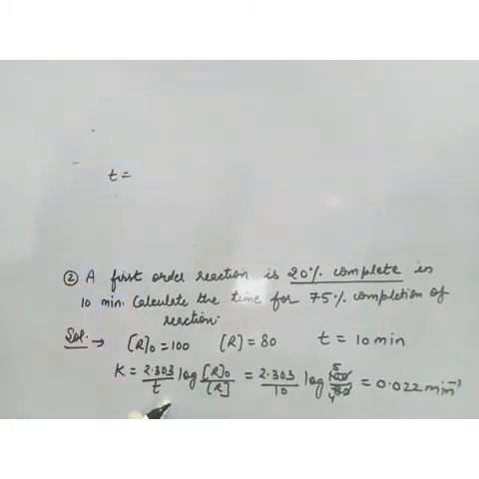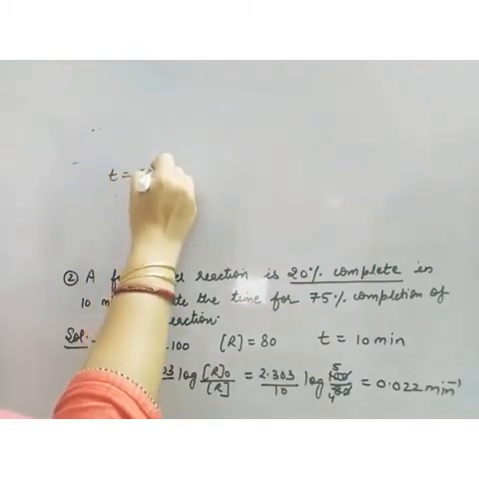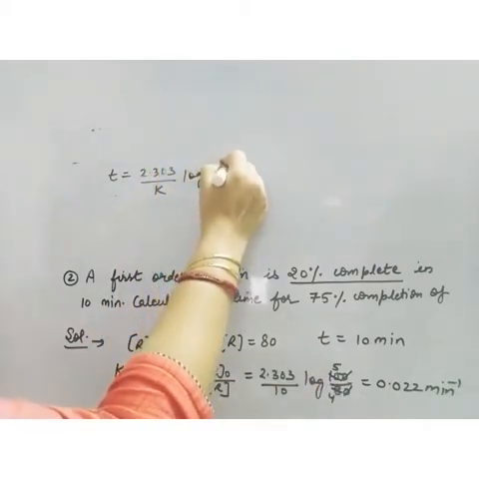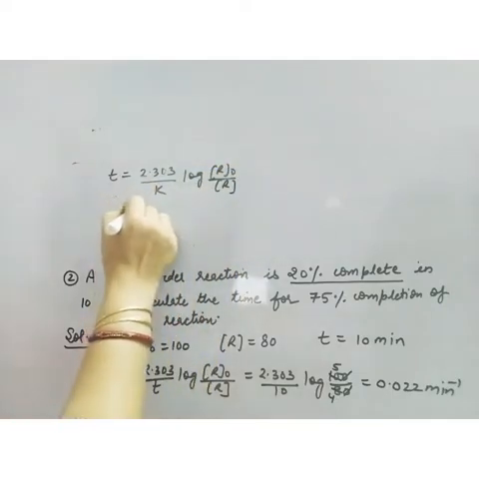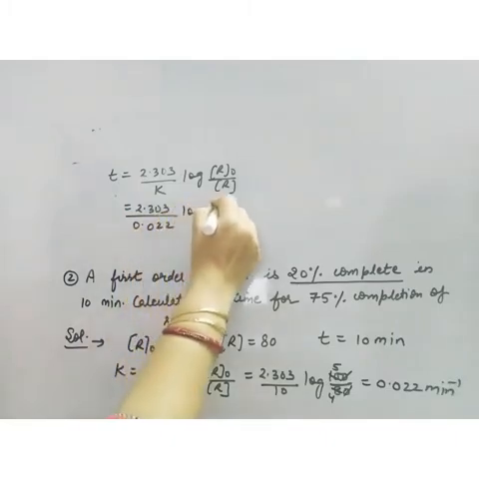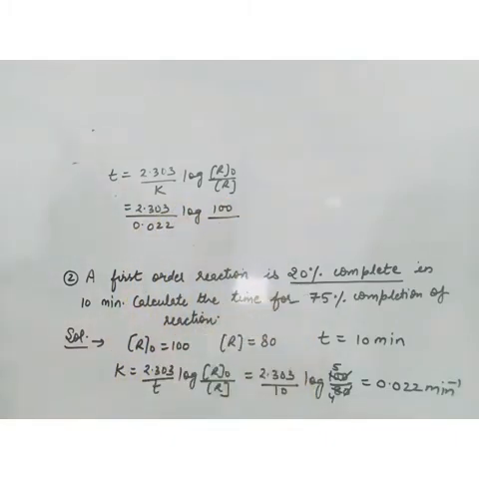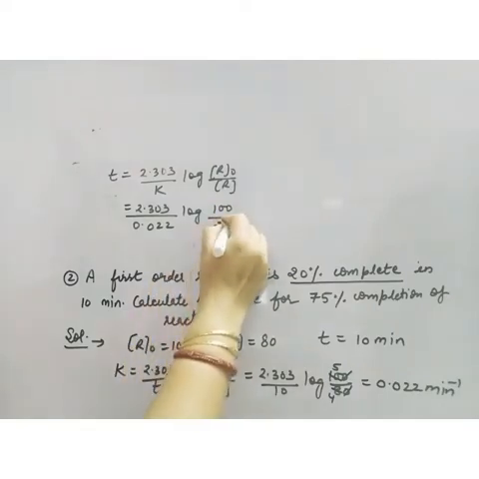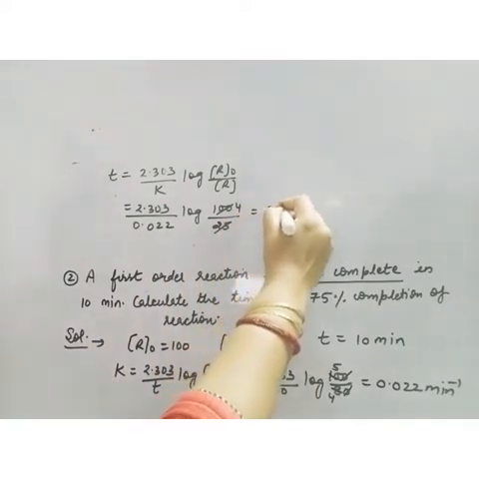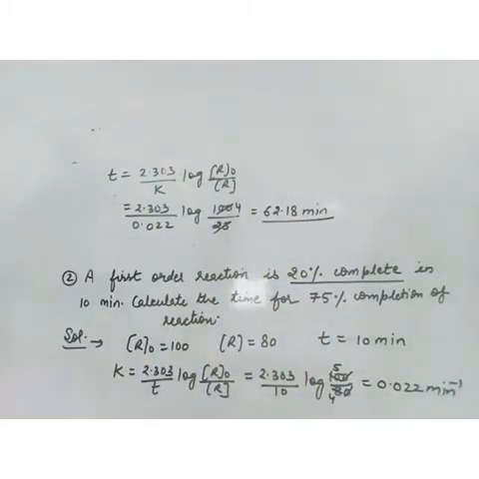So again we'll use the same expression, because now we know the value of K. Log R0 upon R. So it is 2.303 upon 0.022 log. Now initial is 100. Now reaction is 75% about to complete. So final will be 25. That is log 4. Now log 4 value we can substitute, and if we solve this, we'll get the answer like this. So this is a way to solve the question when the data is given in percentage. Take the initial to be 100.